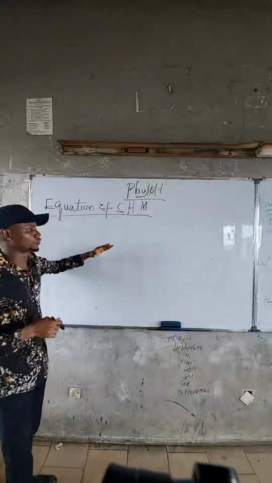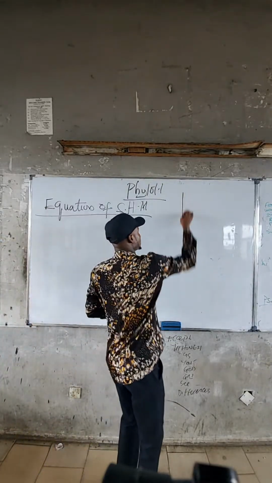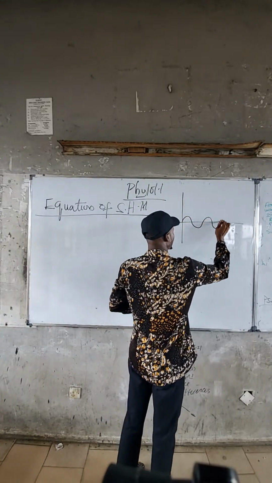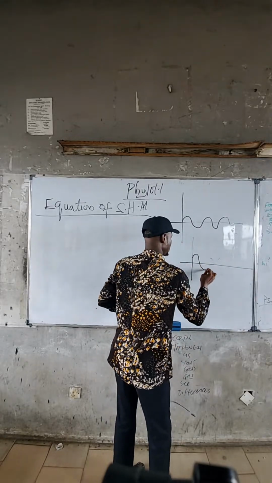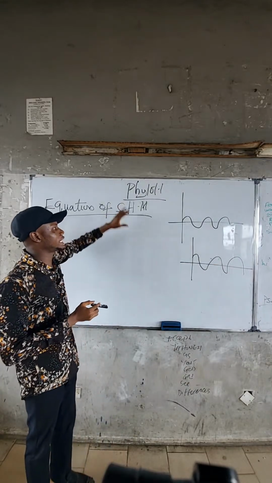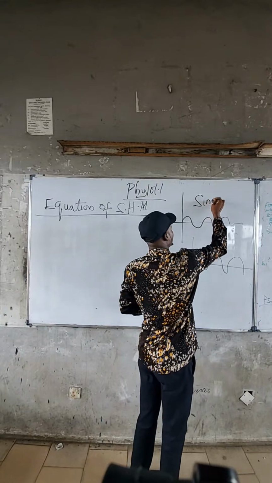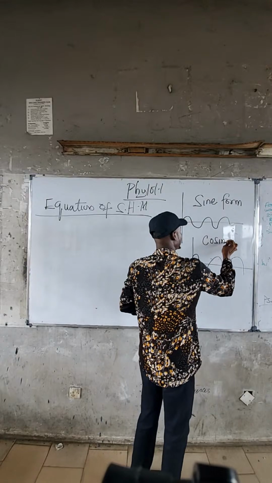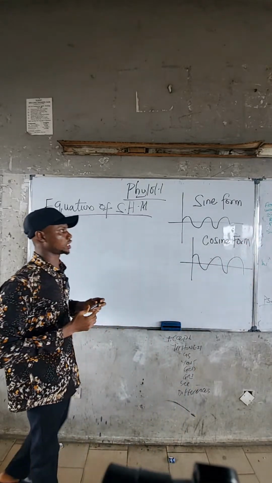it can either move in a cosine form or in a sine form. That means the movement is said to be like this: it can move from here, a repeated motion, or it can move like this. Please take note. So a simple harmonic motion can either move in a sine form or in a cosine form.